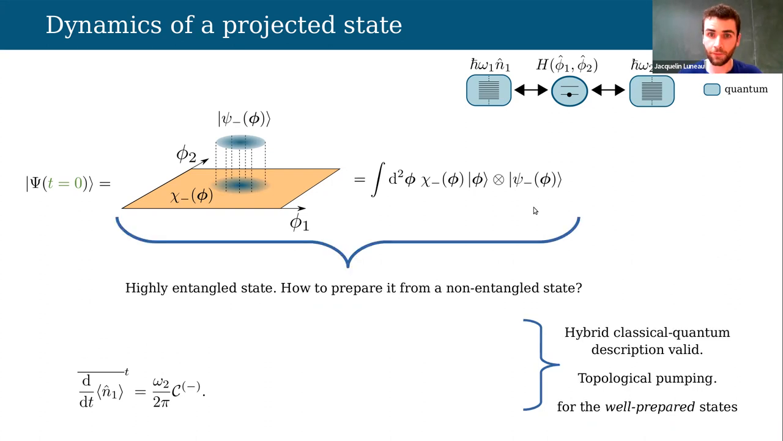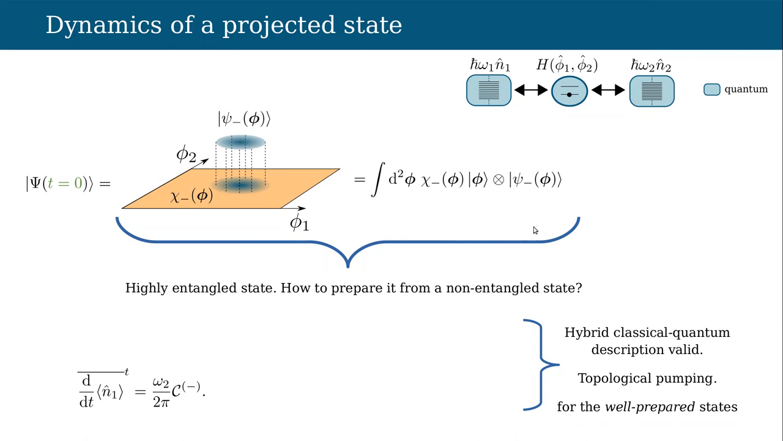But these very specific initial states are a priori very entangled between the three degrees of freedom. So especially if experimentally the degrees of freedom are distinct physical systems, it seems very difficult to prepare this kind of very specific initial state. So the question is, how can we prepare them from an initial state?